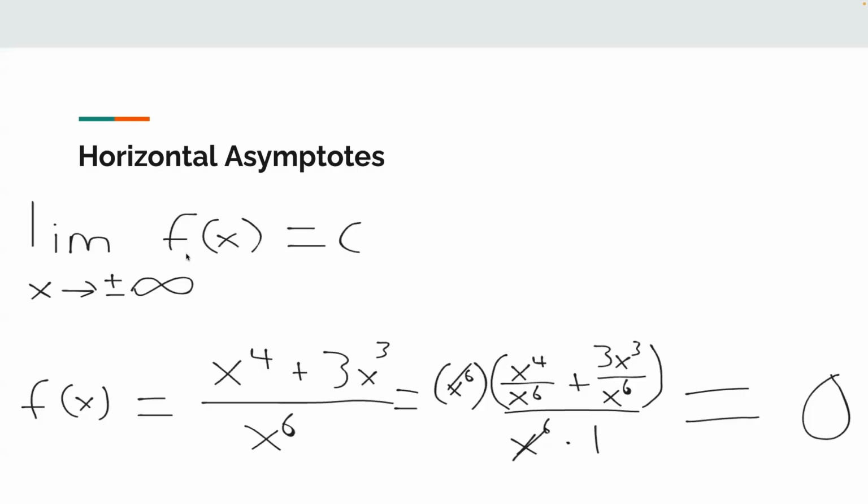One way to do this is just factor out x to the 6th from both the top and the bottom. From the top, if you factor out x to the 6th, you get x to the 4 over x to the 6th plus 3x cubed over x to the 6th. On the bottom, if you factor out x to the 6th, you just get 1. And then x to the 6th cancels out on both sides. Then at the bottom, you just have 1. And on the top, x to the 4 over x to the 6th, as x approaches infinity, that'll just approach 0. For 3x cubed over x to the 6th, as x approaches infinity, that'll also just approach 0. So that's why the limit as x approaches infinity, or even negative infinity in this case, will be 0.